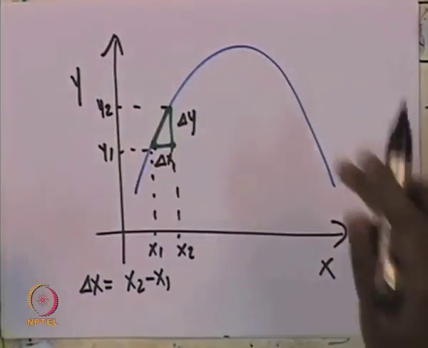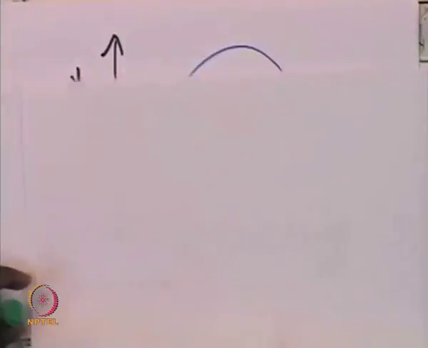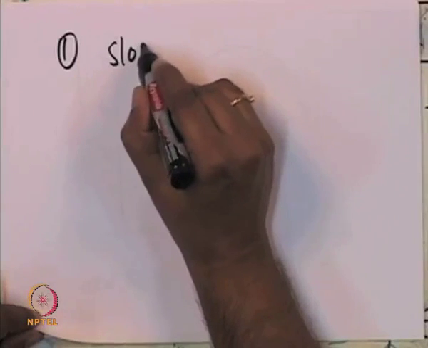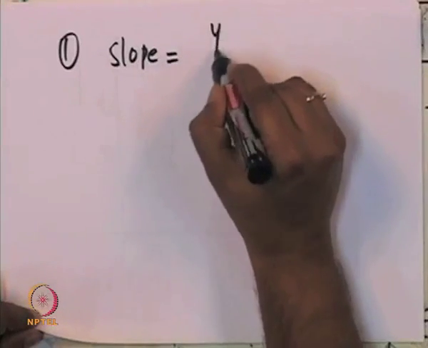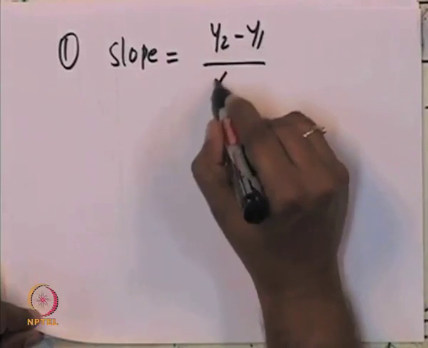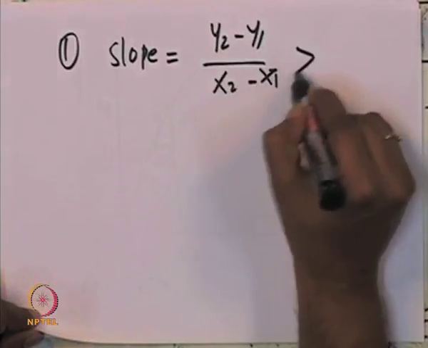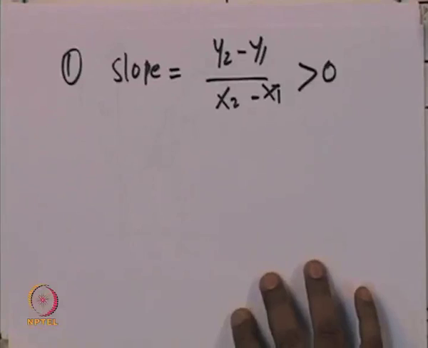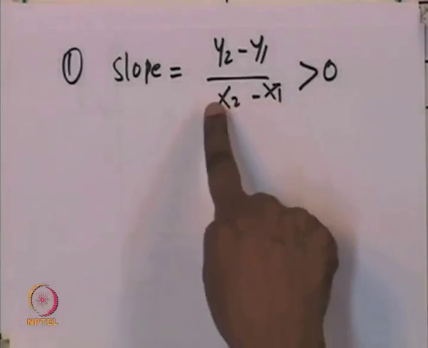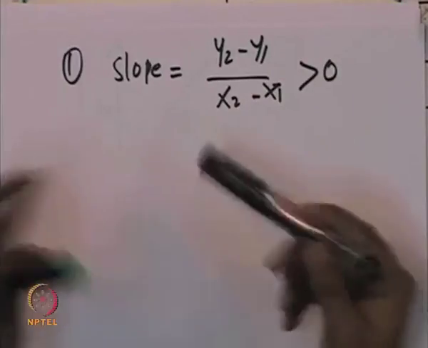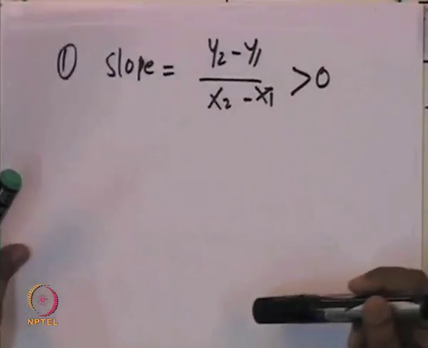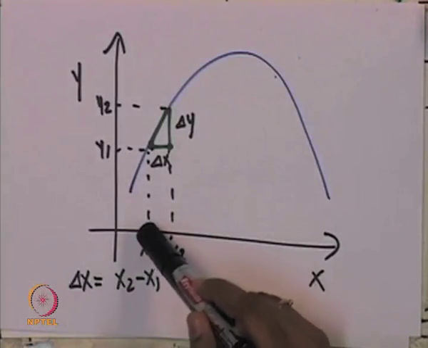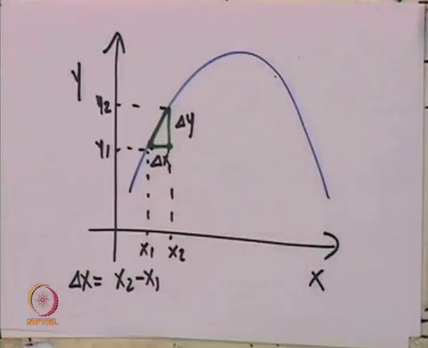So, the slope of the first case is y 2 minus y 1 by x 2 minus x 1, which has to be greater than 0. If you do this, it is greater than 0, because x 2 is larger than x 1 and y 2 is larger than y 1. So, as you can see here, x 2 is larger than x 1 and y 2 is larger than y 1.